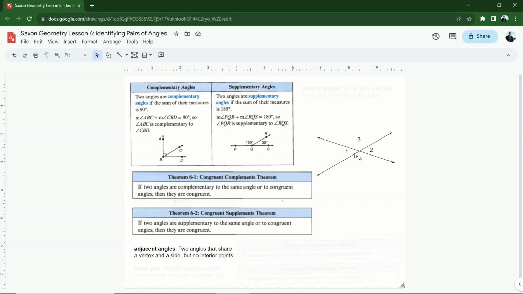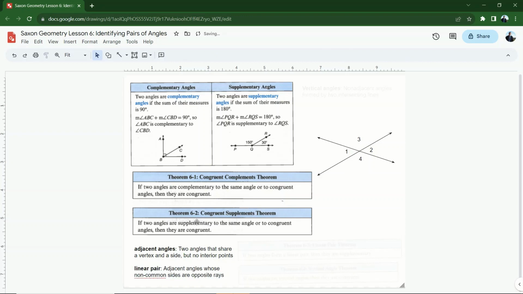And do they share a side? Yes, the side between the numbers 1 and 3 is shared by those two angles. But they don't share any interior points. So 1 and 3 would be considered adjacent angles. 3 and 2 would be adjacent angles. 2 and 4 and 1 and 4 are adjacent angles. 1 and 2 would not be adjacent angles. We have another name for those angles we'll get to in just a second. But 1 and 3 are adjacent, 1 and 4 are adjacent.